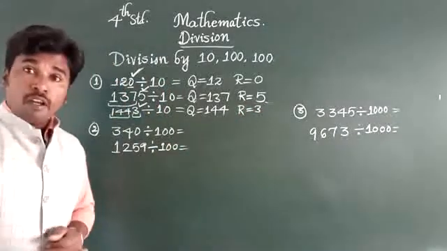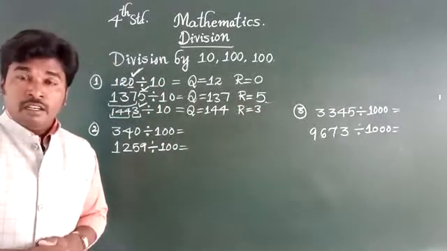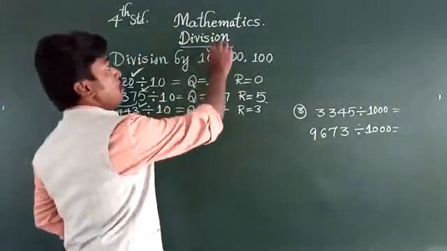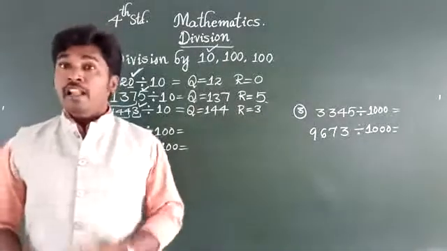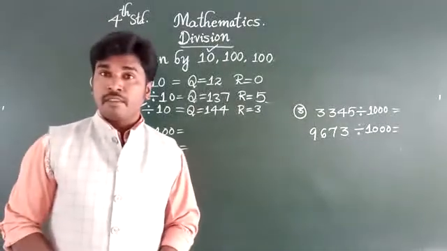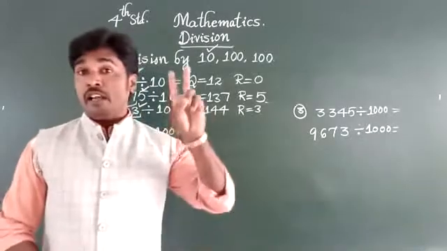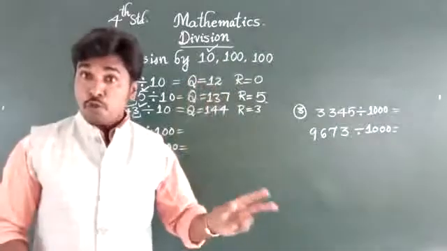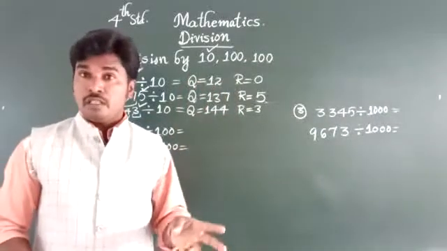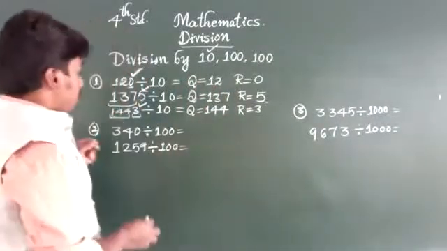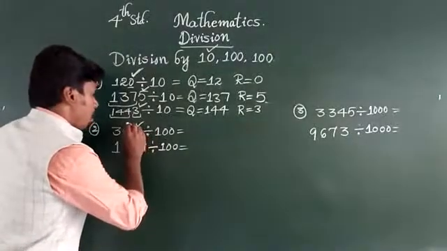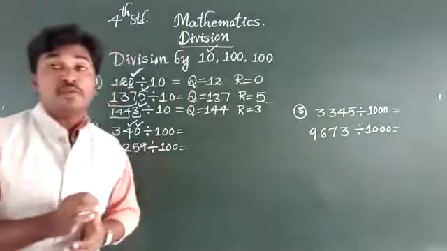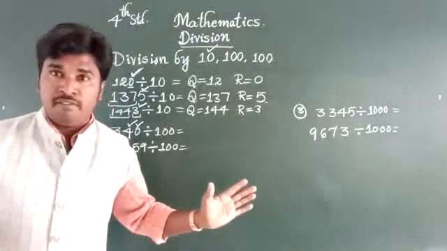Dear children, I hope you are all understanding. Now you come to division by 100. So 10 has completed. Now you come to 100. In 100, how many zeros are there? Dear children, in 100 there are 2 zeros. So the last 2 digits are the remainder. The remaining digits are all the quotient itself.